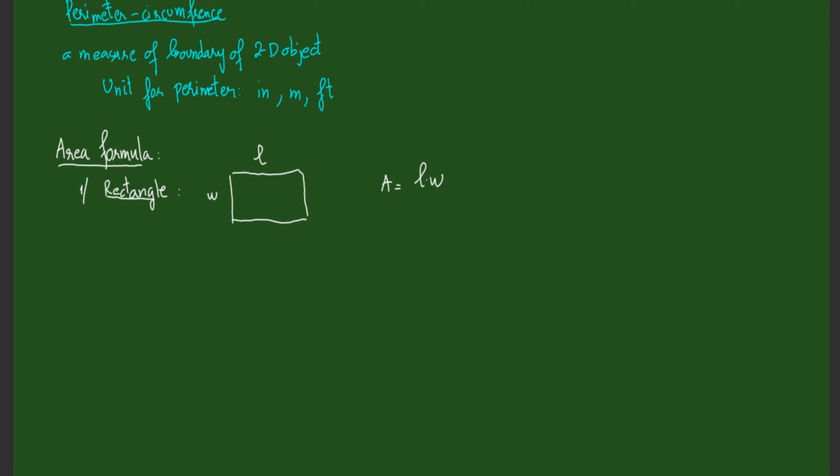Okay, for the square. Everybody knows what a square is. The square has 4 equal sides. So as long as we know one of the sides, which I'm going to call S, then the area will be equal to S squared.